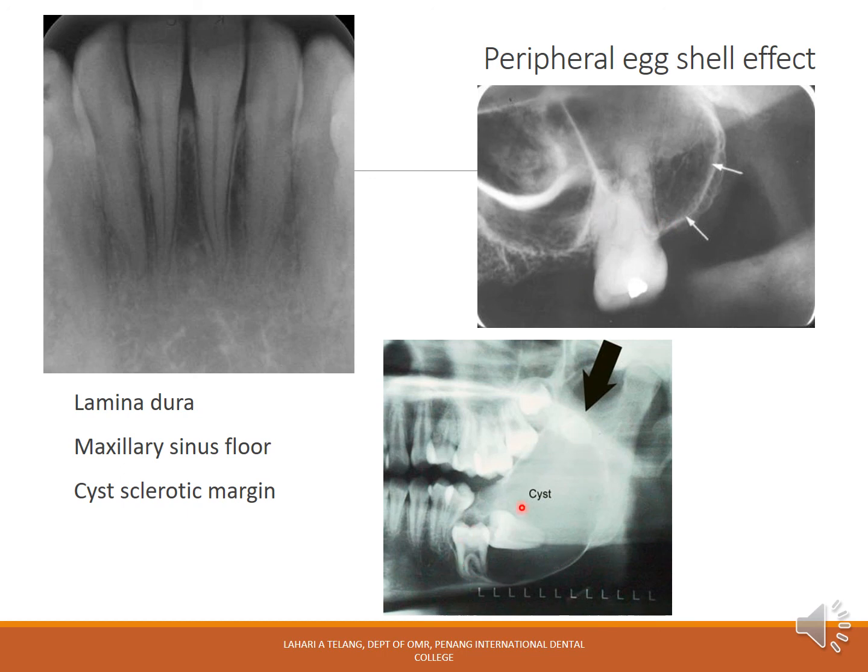This is a cyst, perhaps a dentigerous cyst, which has impacted teeth within it and is expansile. You can see that there is a thin sclerotic rim at the periphery of the cyst, suggesting that this is the sclerotic margin of the cyst, and probably the cyst is containing fluid or gaseous material inside. So this is called the peripheral eggshell effect.